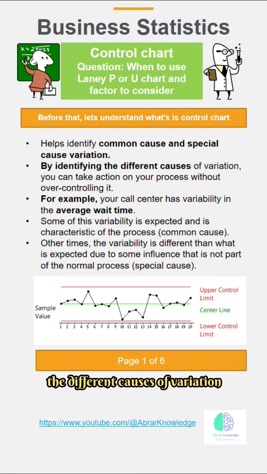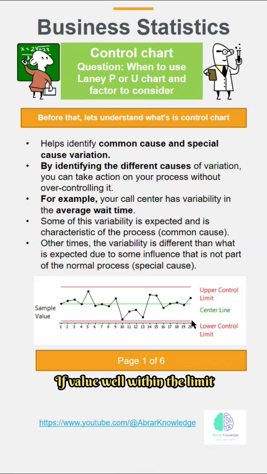By identifying the different causes of variation, you can take action, right? If the patient is healthy, no medicine is required. If the patient is not healthy, medicine is required. Just like this, it helps to identify whether a common cause or a special cause is present. So, a simple definition: this is the center line, that is the average, and then the lower control limit and upper control limit. The value should be well within the limit.